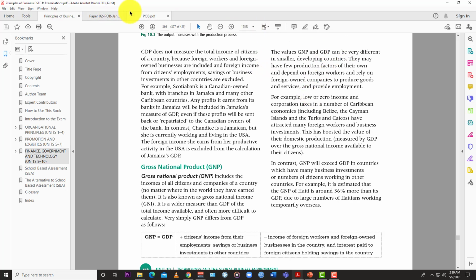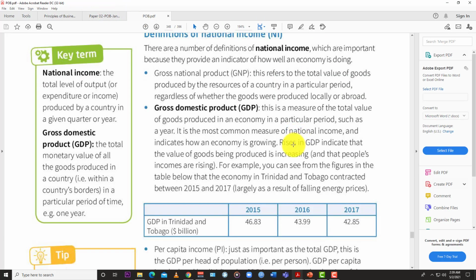So what we're really saying, GDP versus GNP, is that GNP refers to the total value of goods produced by resources of a particular country in a particular period, regardless of whether the goods were produced locally or abroad. So for GNP, once it is produced by factors of production owned by a citizen of a country, it is counted towards its GNP. Because it is national product, and nationals own those resources, they are going to count it towards your gross national product.